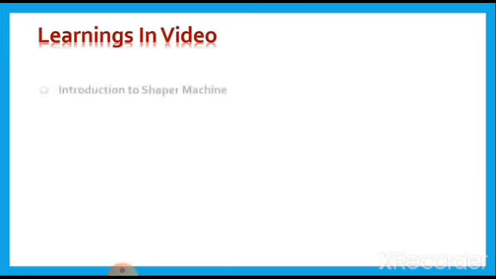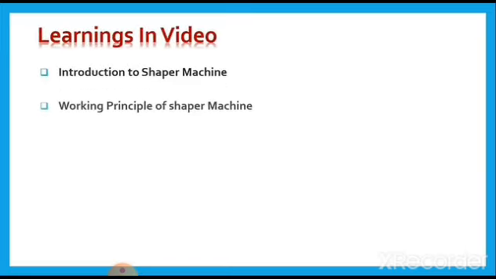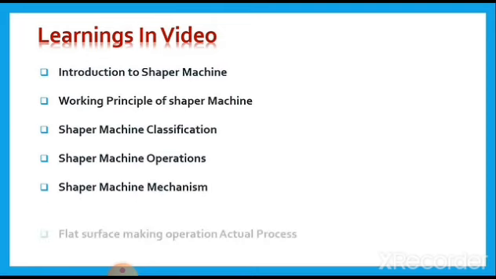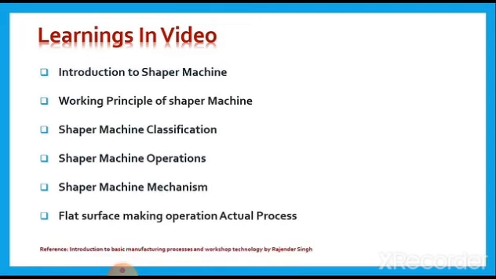This slide represents the learnings in this video. First we will go through a small introduction to the shaper machine, then the working principle, then we will see the classification as well as operation, and then the mechanisms, the different mechanisms which are used on a shaper. Then we will go through the actual shaper operation, flat surface making, and this is the reference from which this video is prepared: Introduction to Basic Manufacturing Process and Workshop Technology by Rajinder Singh.